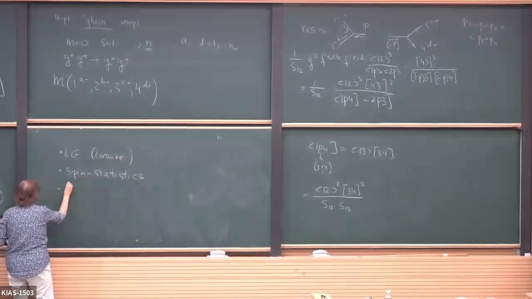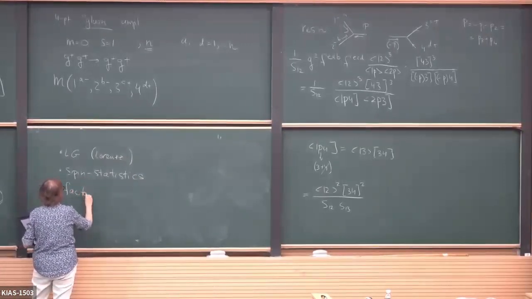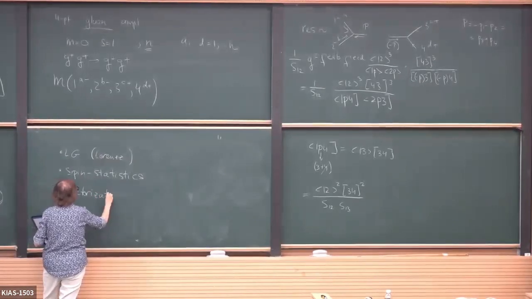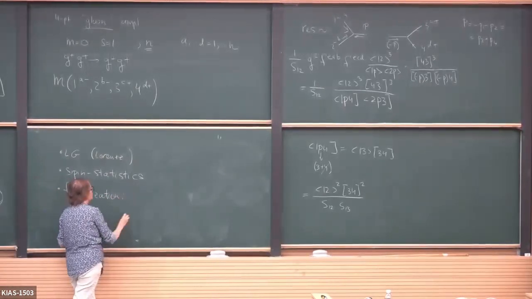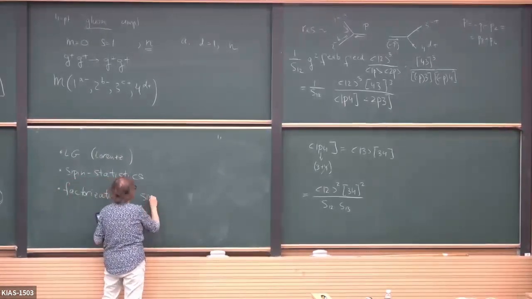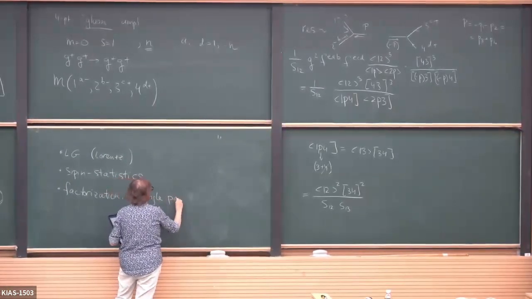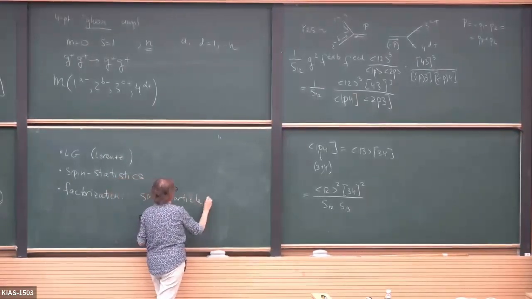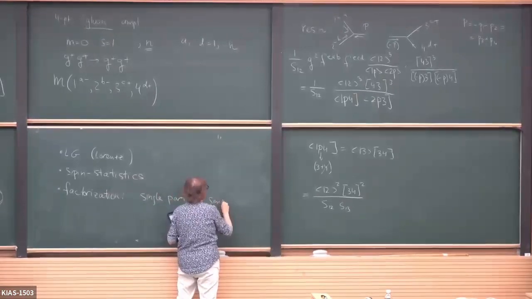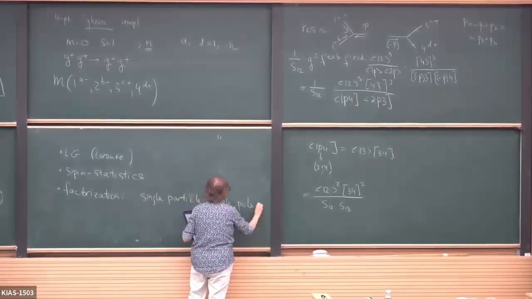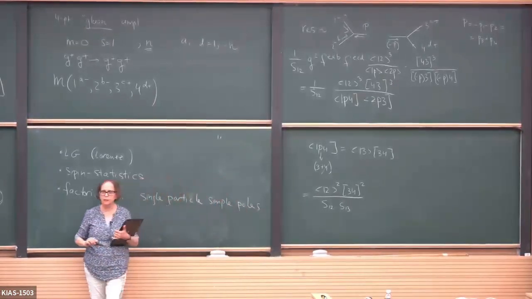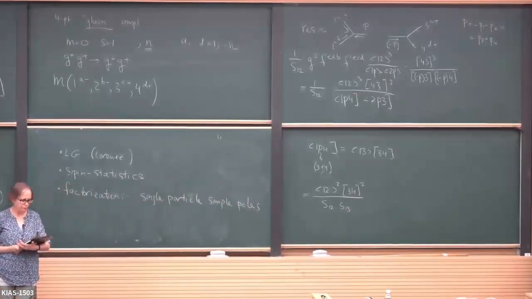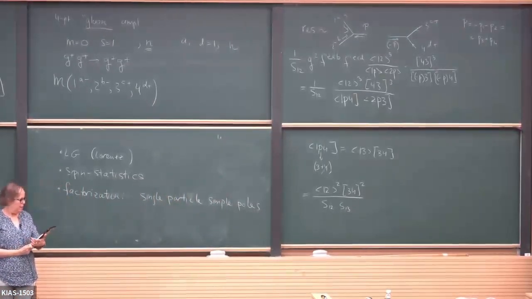And the final thing that we used was the factorization. And in particular, the fact that we just have single particle simple poles in the tree amplitude. Okay.